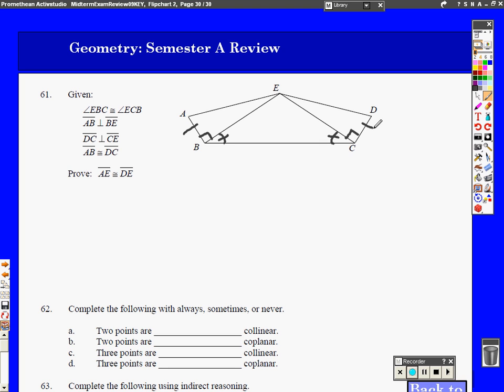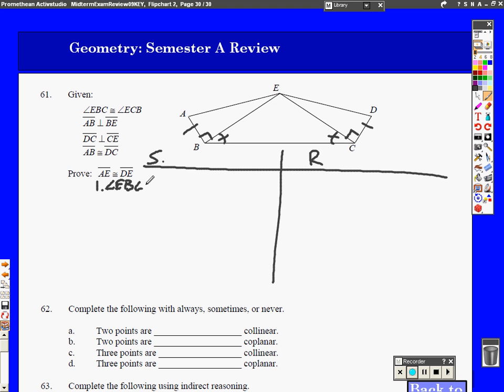Okay, so I'm going to start my proof, and I'm going to label everything that I was just given in my proof. Number 1, I'm going to try and write it all in one line. Angle EBC is congruent to angle ECB. AB is perpendicular to BE. DC is perpendicular to CE. And AB is congruent to DC. It was all given.